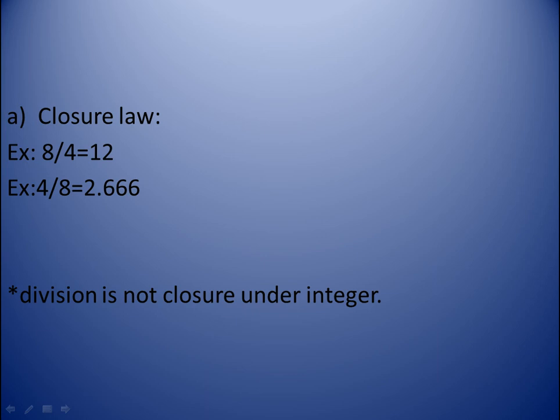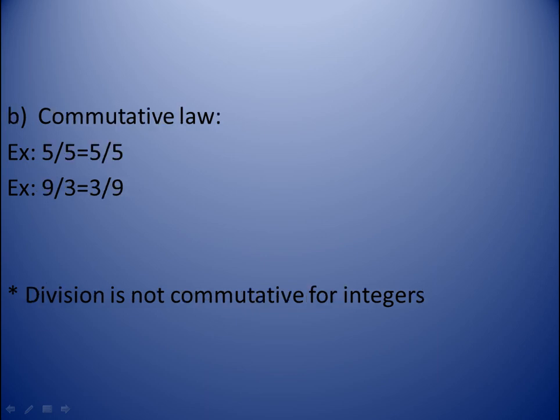Another example: 8 divided by 4 is 2, but 4 divided by 8 is 0.5, which is a decimal and not an integer. So division is not closed under integers. In the commutative property also, 5 by 5 is equal to 5 by 5, but 9 by 3 is unequal to 3 by 9. The answer will not be the same. So division is not commutative for integers.